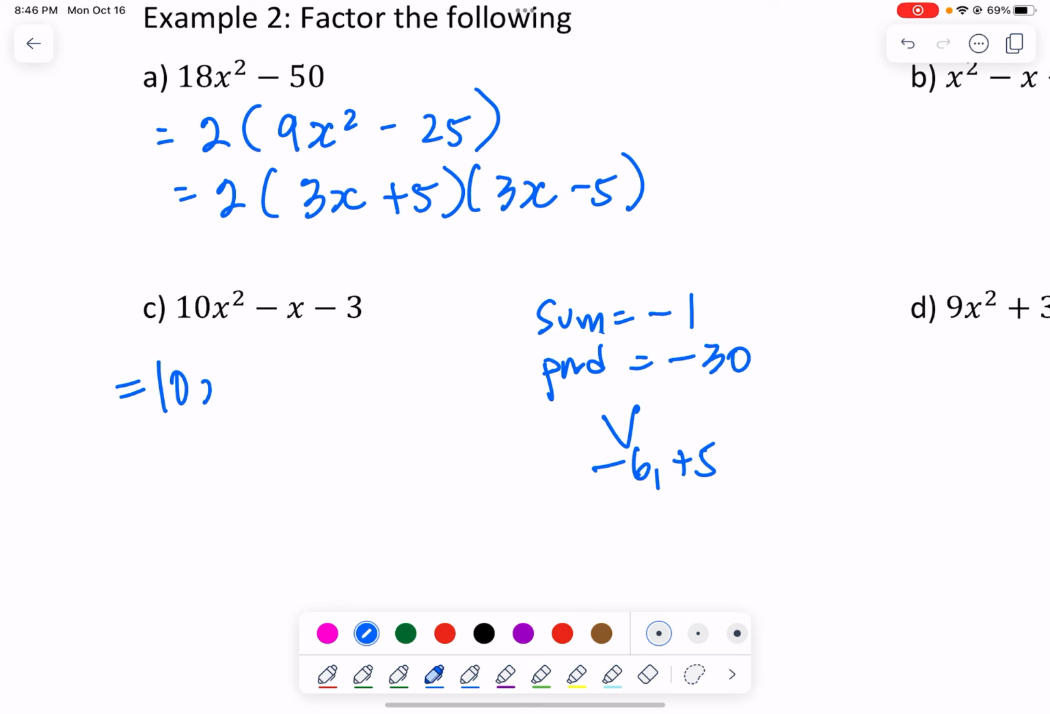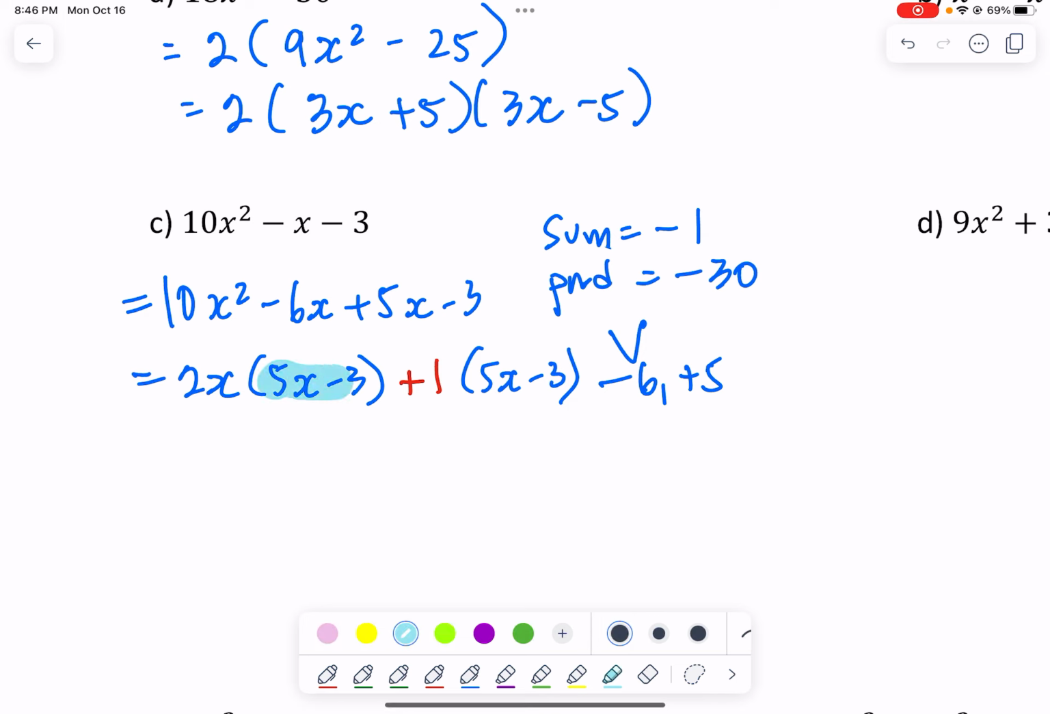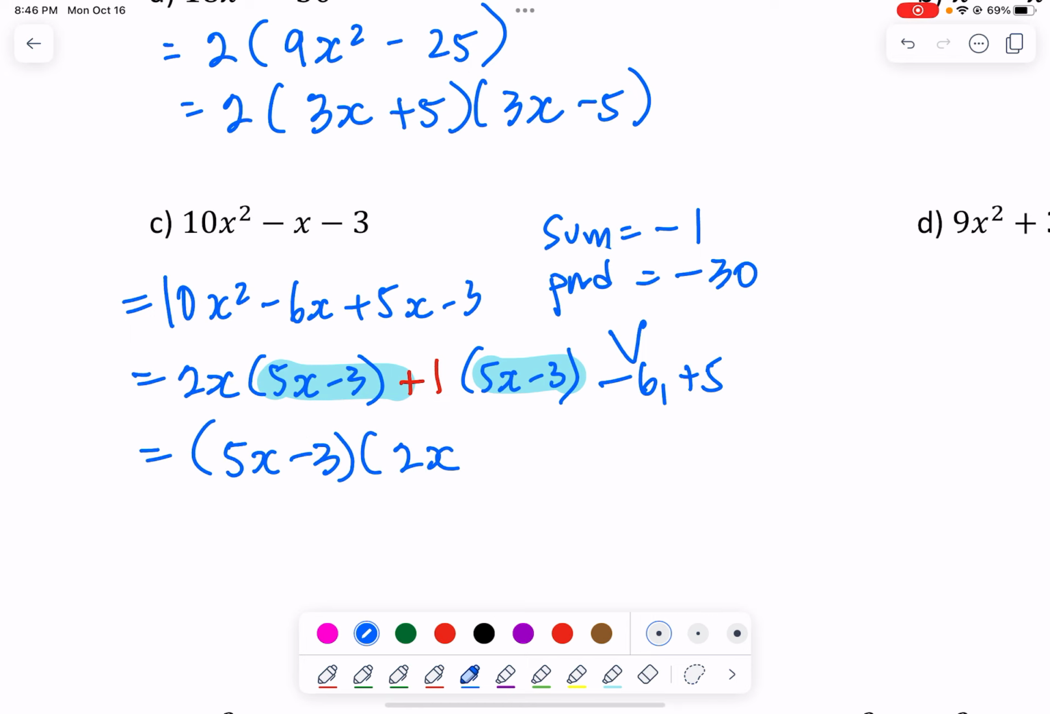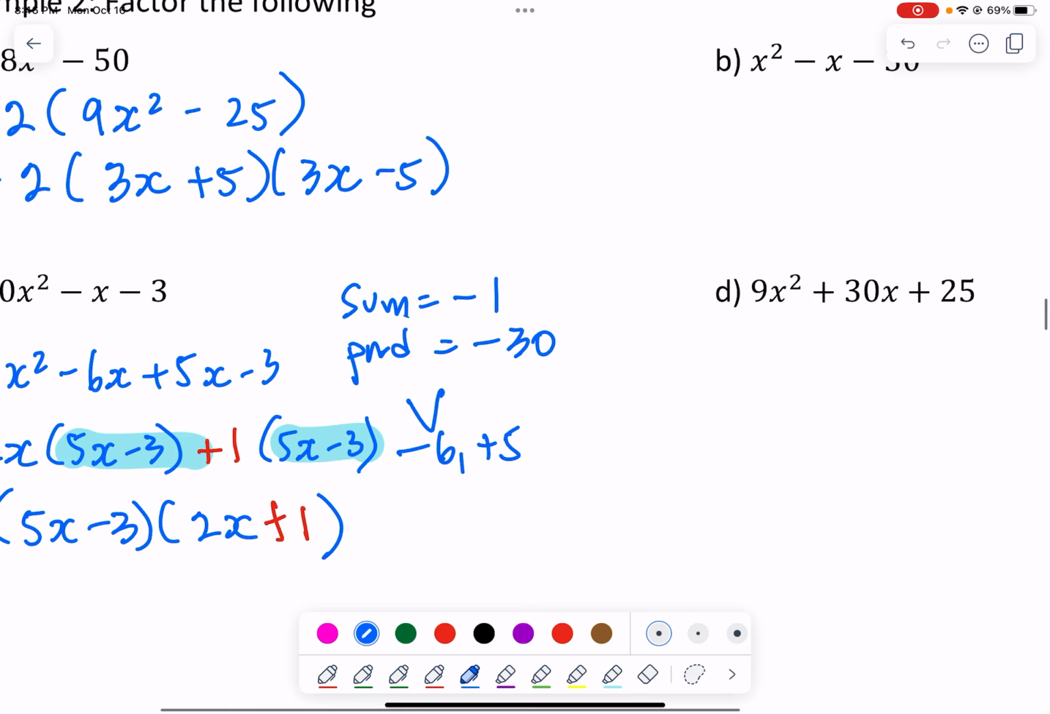So I get 10x squared plus minus 6x plus 5x minus 3. Factor out a 2x. We're left with 5x minus 3. Because I want to factor out 5x minus 3 here, I still got to factor something out. So I'm going to factor out a plus 1. And that means when I write the stuff that's all factored, I'm going to have 5x minus 3, and what was left behind was a 2x with that plus 1, and that's really important.